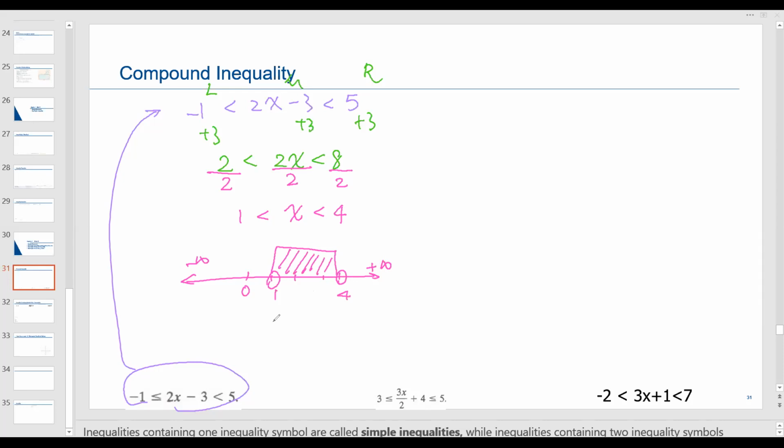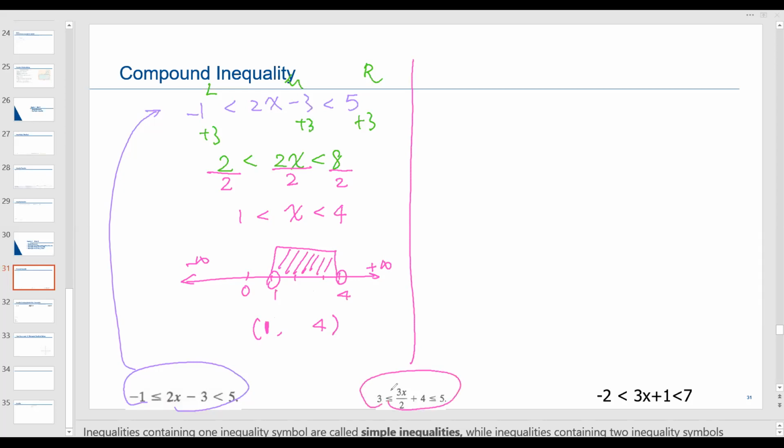That's it. So when we write interval notation, we just need 1 and 4. Make sure 1 is the small one, right? Often the left number is the smaller one and the right number is the bigger one. That's it. So we can get this one very quickly. All right, so let's see more examples.